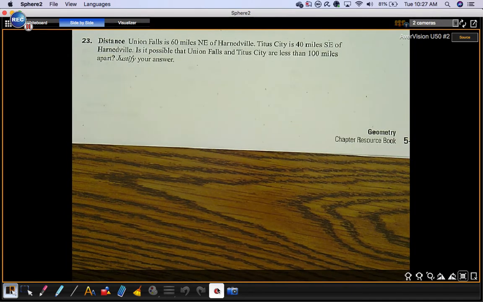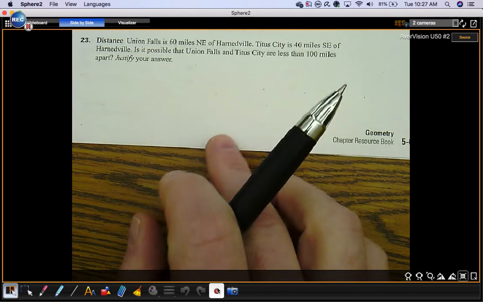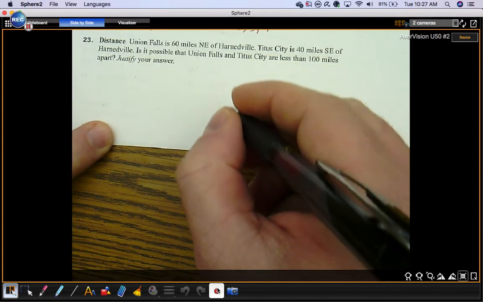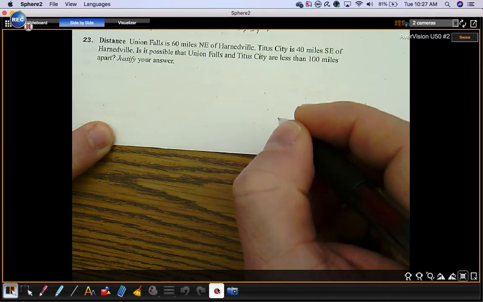Number 23, Union Falls is 60 miles northeast of Harnedville. Titus City is 40 miles southeast of Harnedville. Is it possible that Union Falls and Titus City are less than 100 miles apart? Justify your answer. Well, you're going to need to draw a triangle here, so maybe I'll put Union Falls.